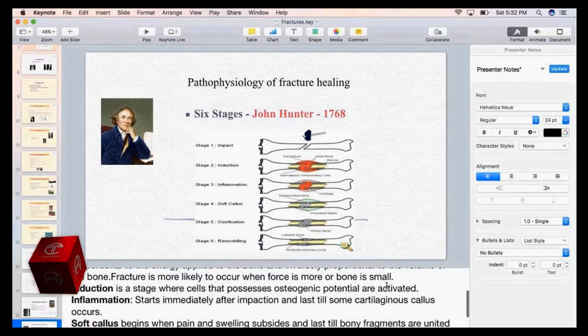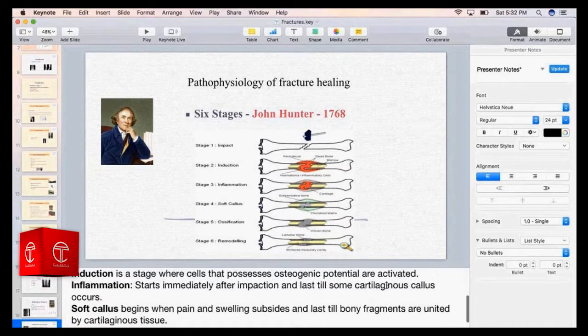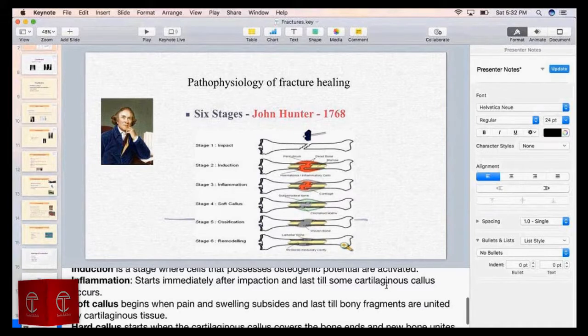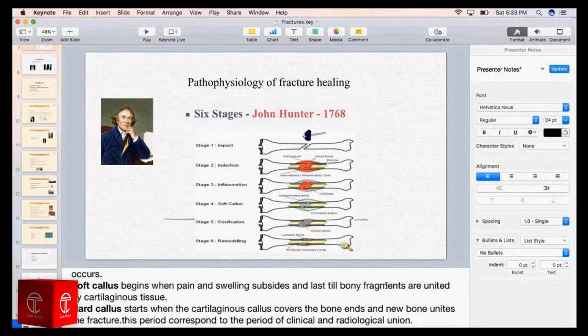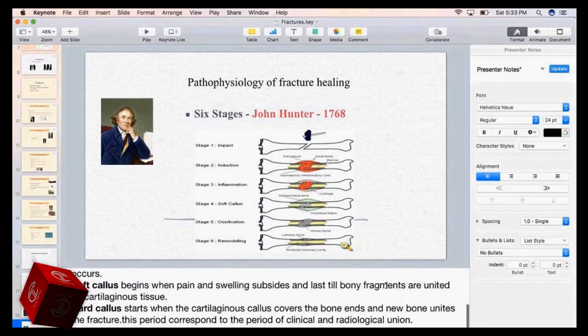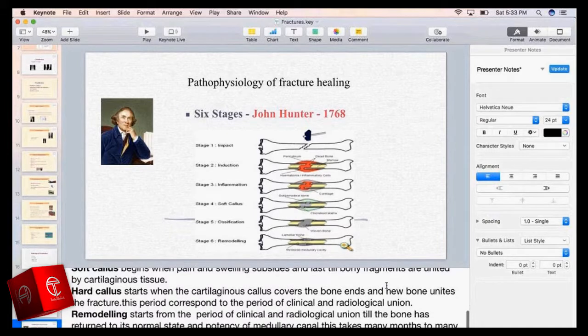That begins when the pain and swelling subside, usually after 1 week, particularly in the pediatric age group. It contains cartilaginous tissue. That is followed by hard callus formation, which usually starts by the 3rd week. The cartilage covers the bone ends and the new bone unites the fracture. So this period corresponds to the period of clinical and radiological union. When the hard callus is formed, there will be less pain, and the callus gives good splinting to the fracture area. The last stage, stage 6 as per Hunter, is the remodeling stage.